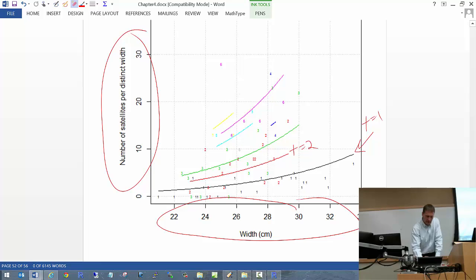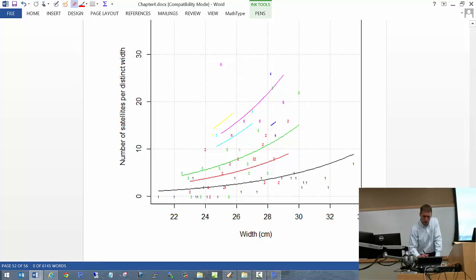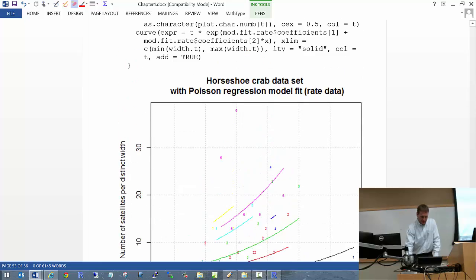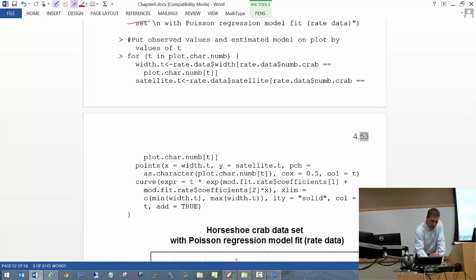The reason being, notice how the data has a different symbol depending upon what t is. And so what I did, as we saw in chapter 1, was use a for loop, where in the points function I drew the actual values of y versus x, where the symbol that's actually being used corresponds to t. So it is kind of a complicated plot, but again, step through it, and you'll be able to figure it out.